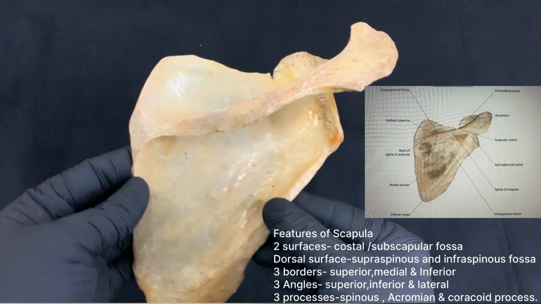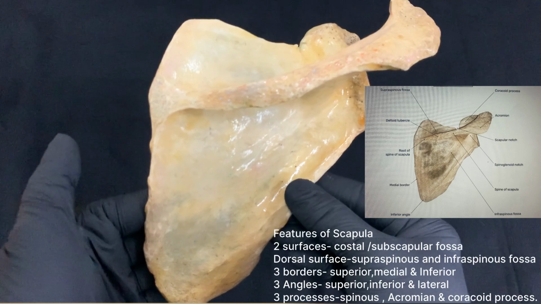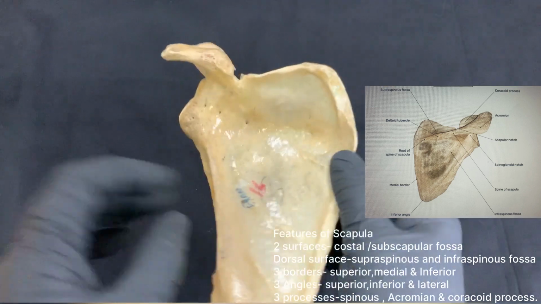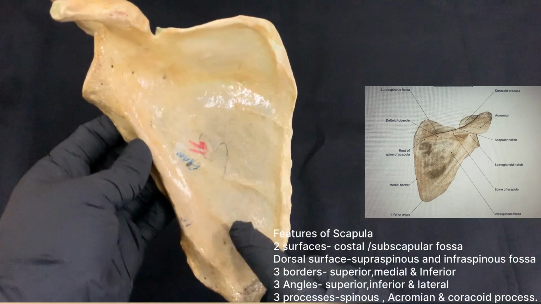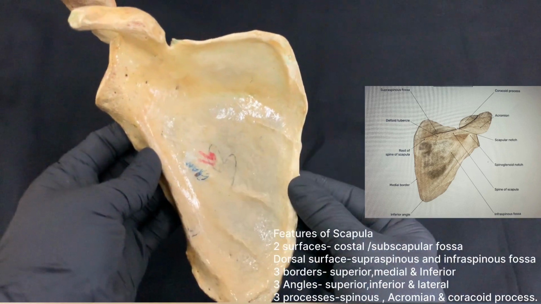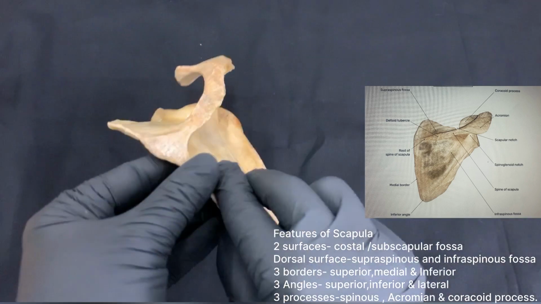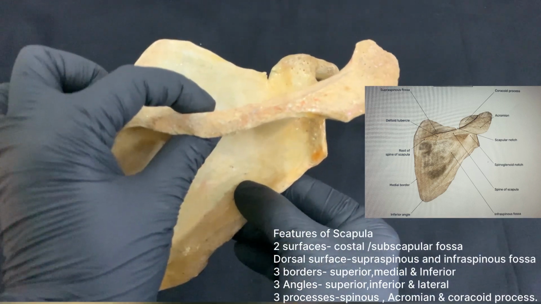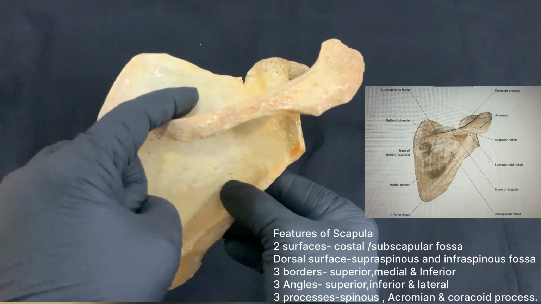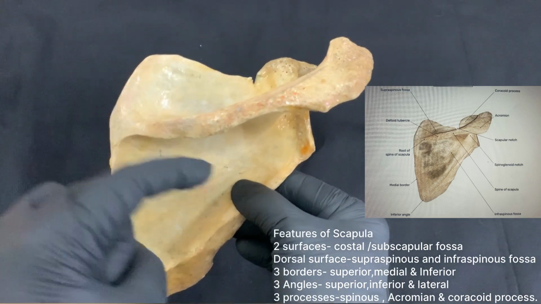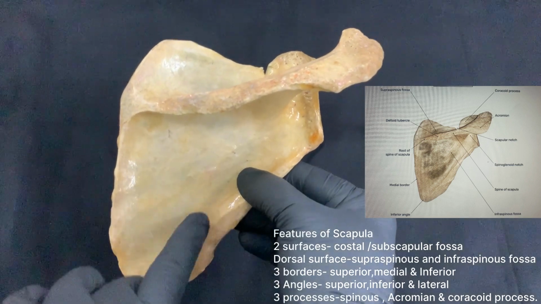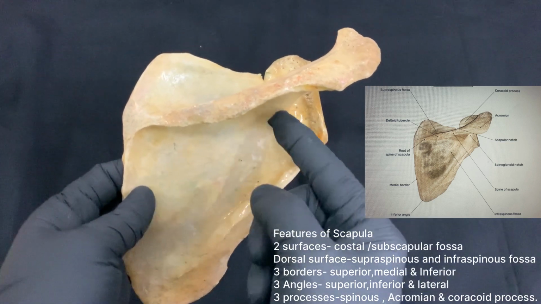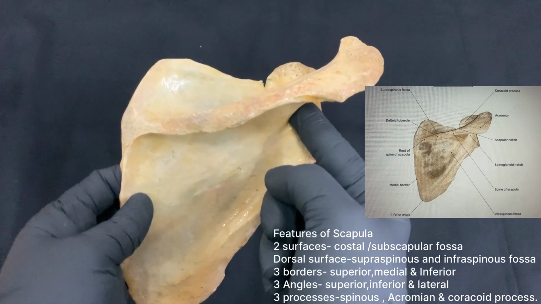The two surfaces are the costal surface or the subscapular fossa, which is concave and is marked by three longitudinal ridges. The dorsal surface gives attachment to the spine of the scapula, which divides the surface into a smaller supraspinous fossa and a large infraspinous fossa. The two fossae are connected by the spinoglenoid notch.